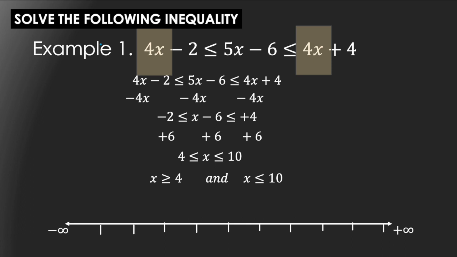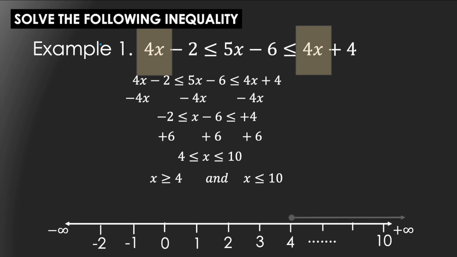You could also graph this on a number line. Since we have only one variable in our inequality, we just need a number line to graph this inequality. If we had two variables, then we might have to use a coordinate plane to graph the inequality. So first, let's graph x greater than or equal to 4. Since 4 is included, we use a closed circle. Then shade all the values greater than 4, including 4.